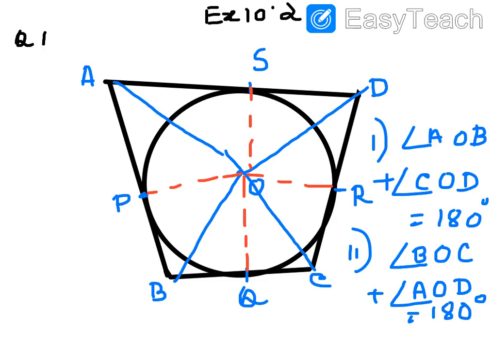Now since tangent segments from an external point to a circle are equal, therefore, you can see here AP is equal to AS, BP is equal to BQ, CQ is equal to CR, and DR is equal to DS.